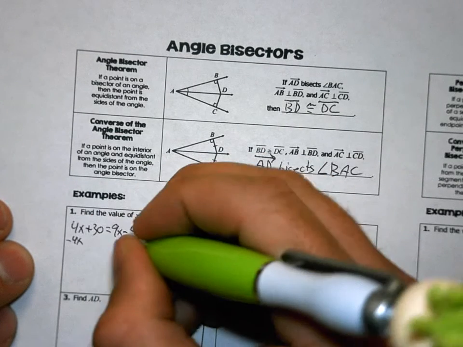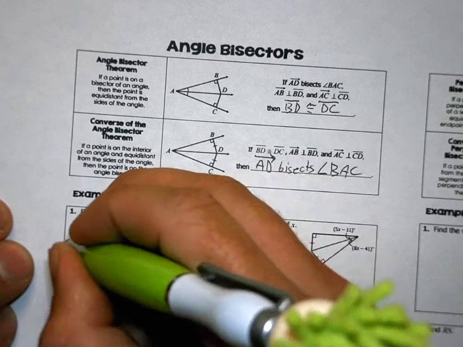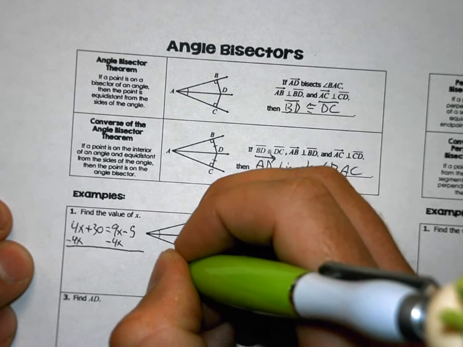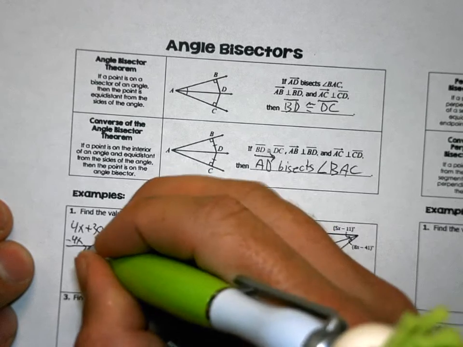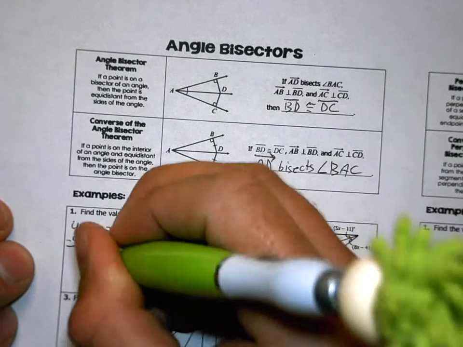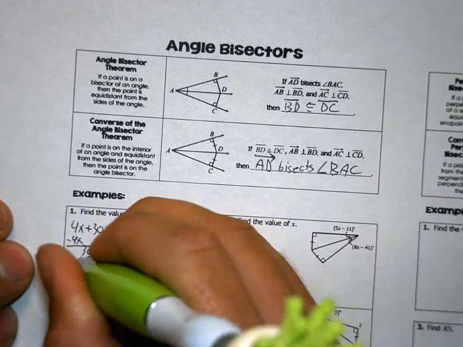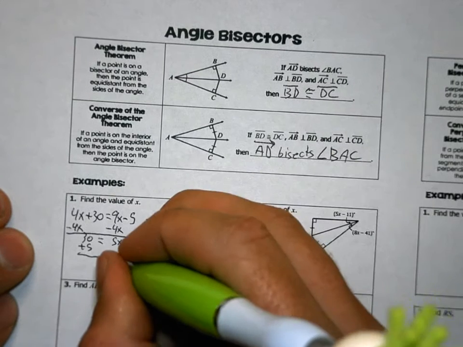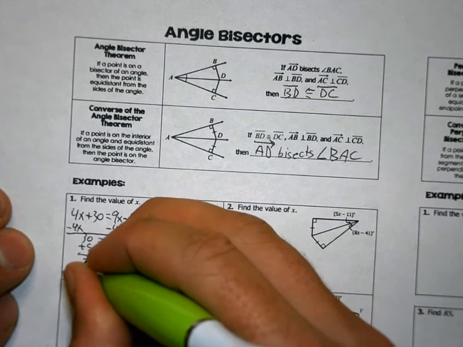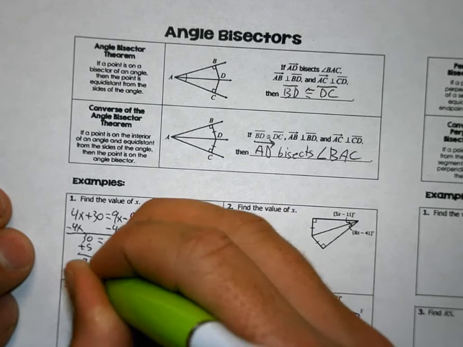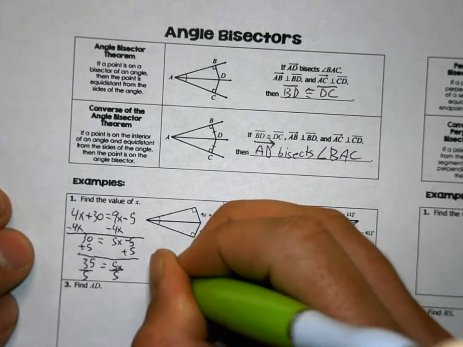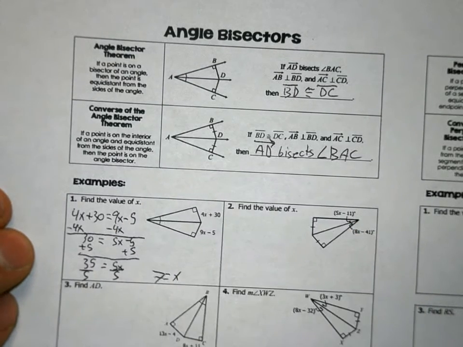Subtract 4x on both sides. 5x minus 5 equals 30. Add 5 to both sides. 5x equals 35. Divide by 5 on both sides. X is 7.